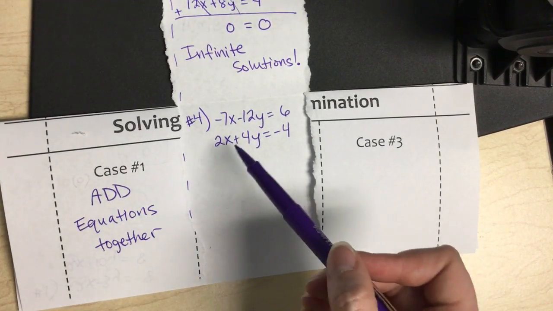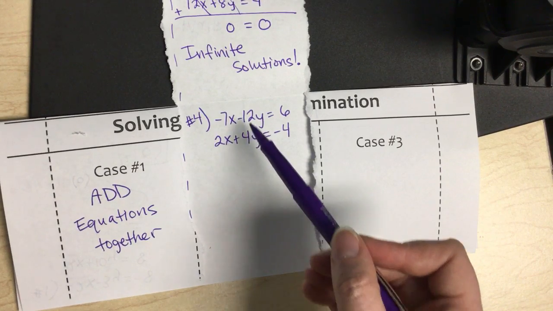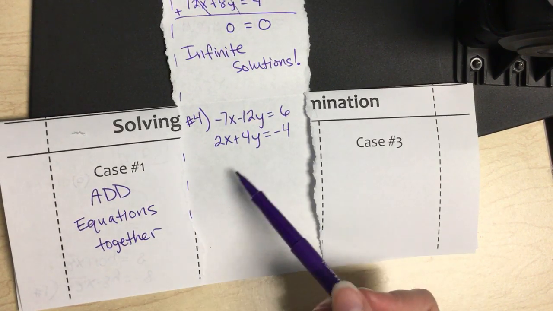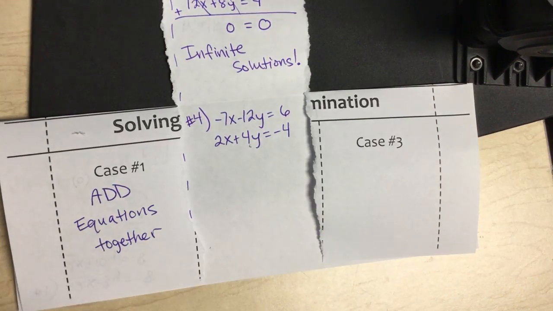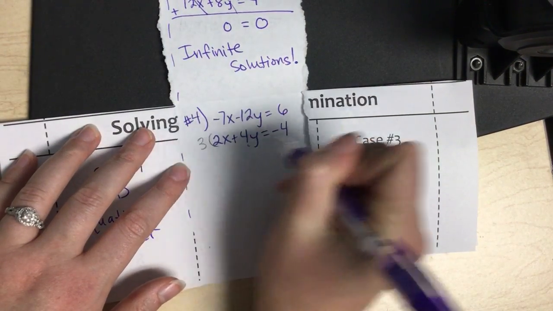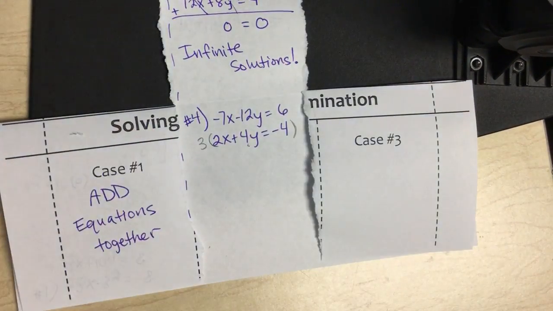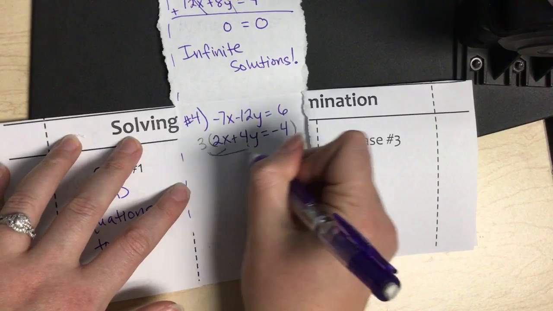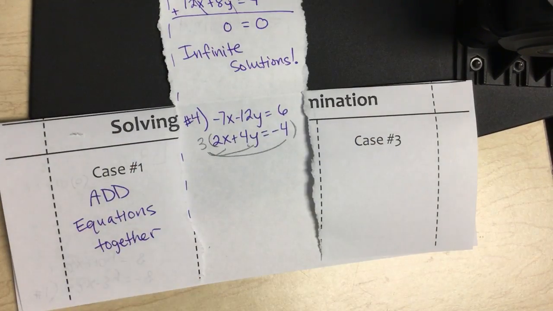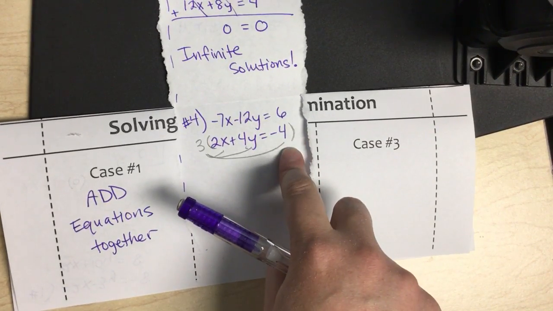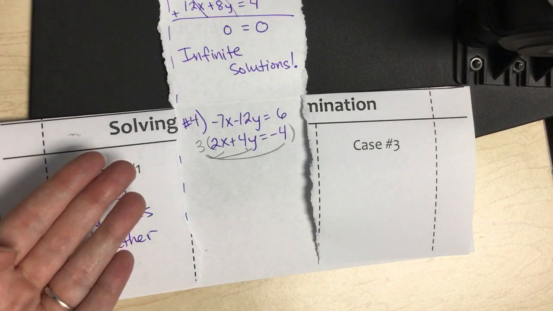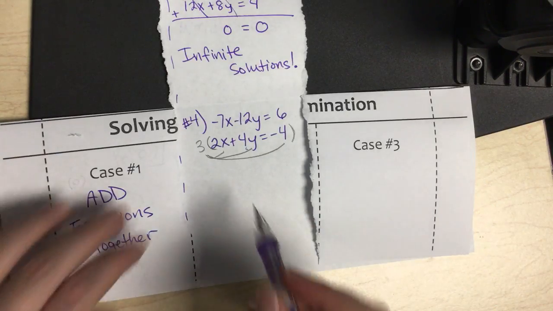And that would be awesome if this was a positive 12, because then they would eliminate. So what number should I multiply this by to make 12? Hopefully you're saying 3. So we're going to multiply this bottom equation by 3. And don't forget, this has to distribute even to the other side of the equal sign. Students a lot of times forget about the other side. But remember, what we do to one side, we have to do to the other. Okay, so we're going to multiply.